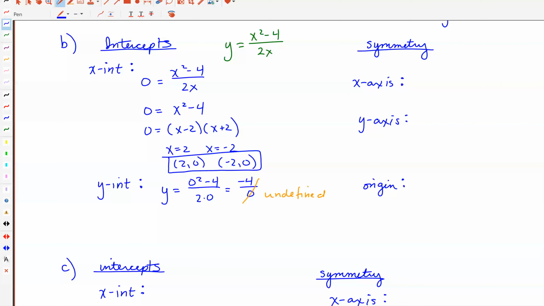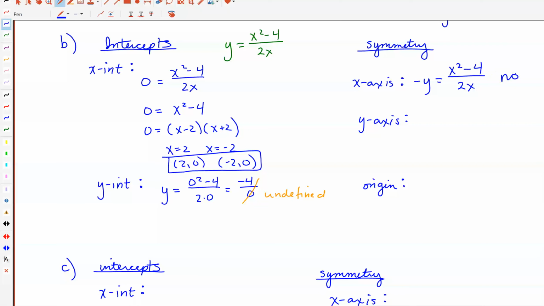Alright, so let's do our tests for symmetry. So for x-axis symmetry, we're going to replace y with negative y, and we're going to see if we result in an equivalent equation. And again, there's not much to clean up on this, and we can see that the signs are not going to match up to what we started with.